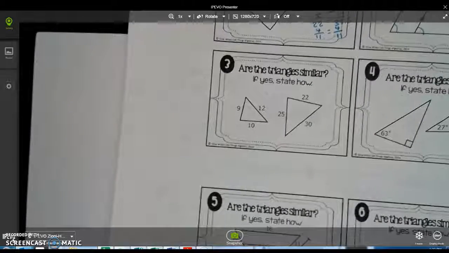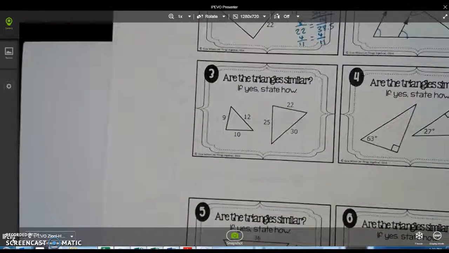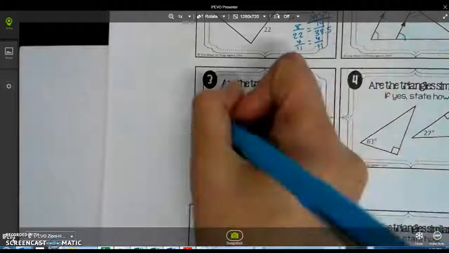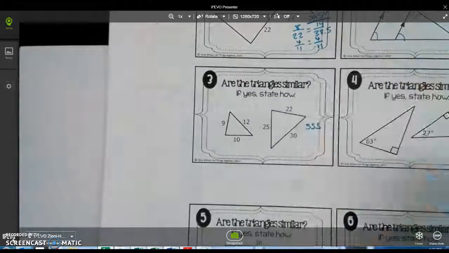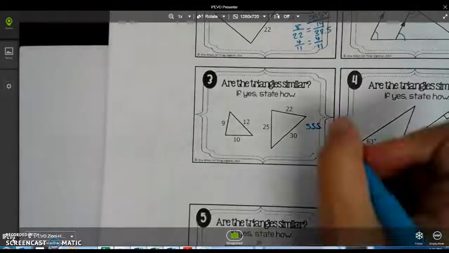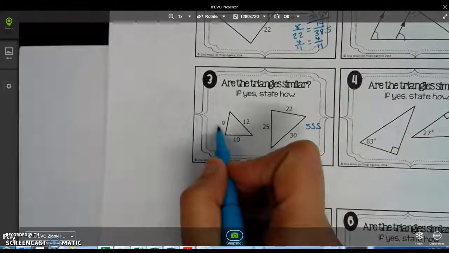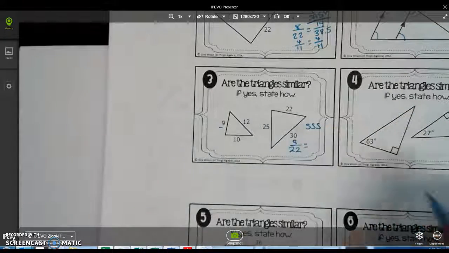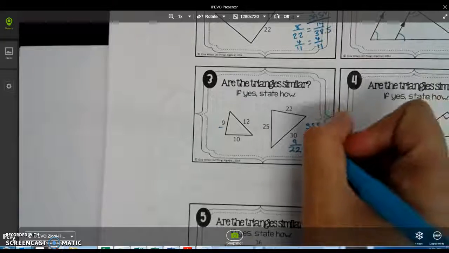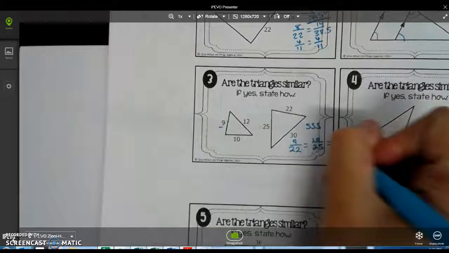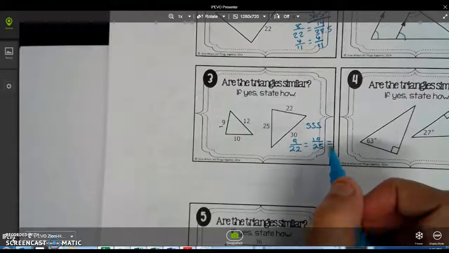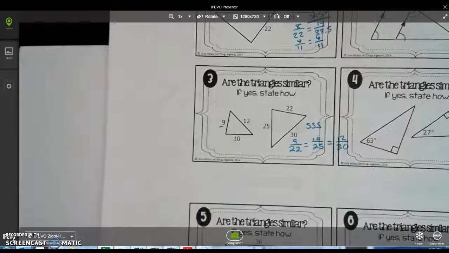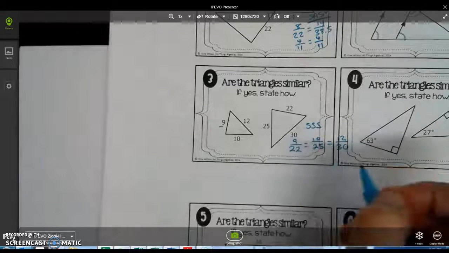Number 3. I have 3 sides told to me. So I should be able to use side, side, side. If it works, I'm going to write that first. So I take my smallest side over here, that's 9, put it with my smallest side on this side. Go around, 10's next, 25 is next. And finally 12 and 30. This one doesn't look like it's going to reduce to me. Let's go ahead and find out.